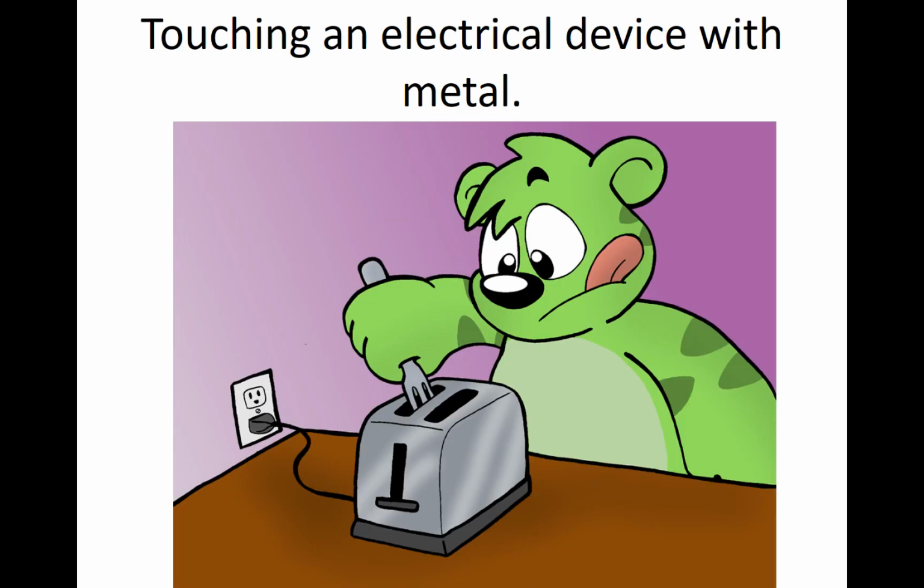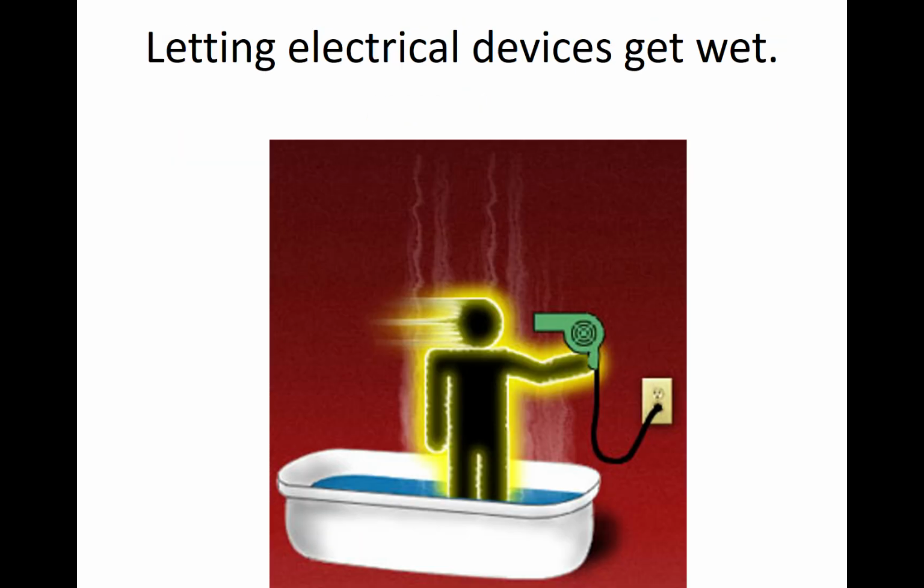Touching an electrical device with metal. So yet again, it's the same as the last, only this time some electrical devices have bare wires inside them, such as a toaster. Again, the electricity can pass through the metal and then through your body. Letting an electrical device get wet. In this case, the electricity can sometimes pass through the water and then pass through your body.